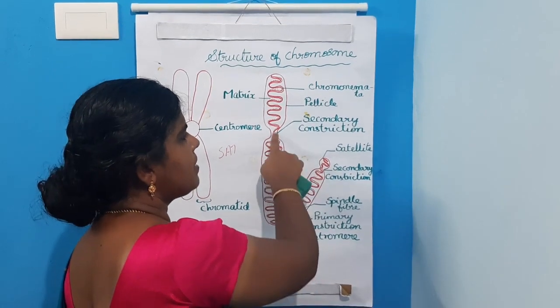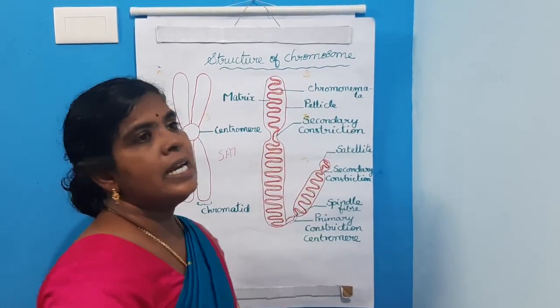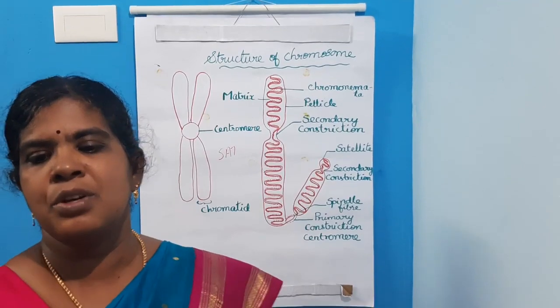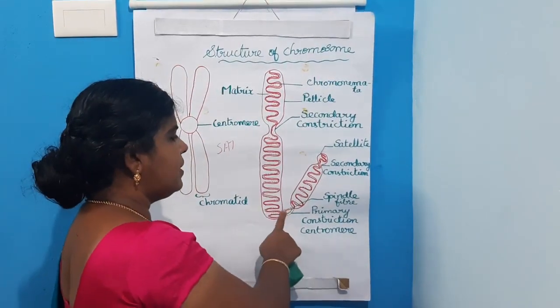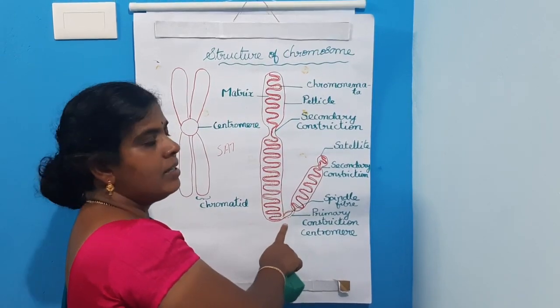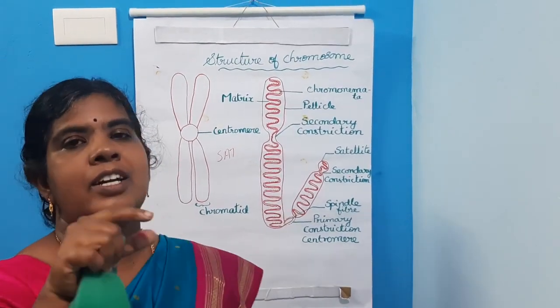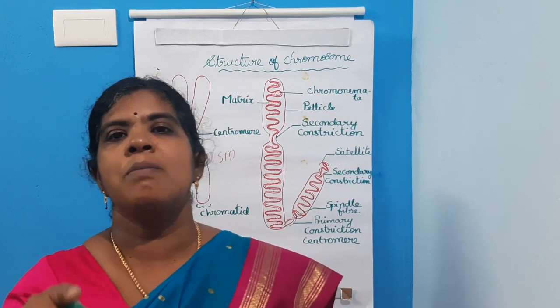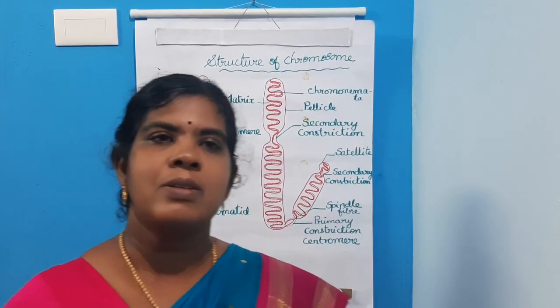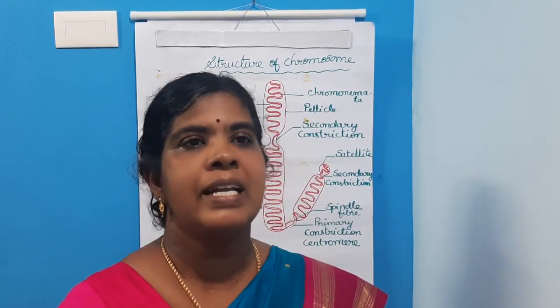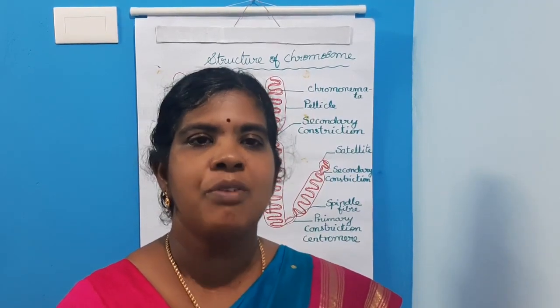Some of the chromosomes have the secondary constriction. What is the function of the primary constriction? This is the region where spindle fibers are attached during cell division. It connects the two arms of the chromosome. Next, the secondary constriction. It is also called the nucleolar organizer. It helps in the formation of the nucleolus in the nucleus.